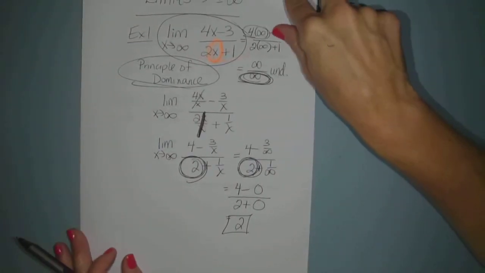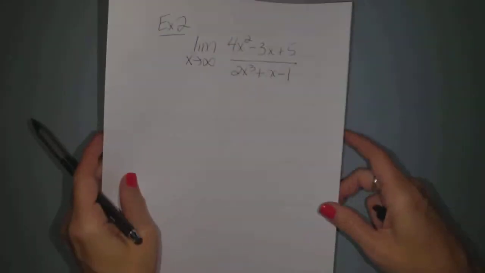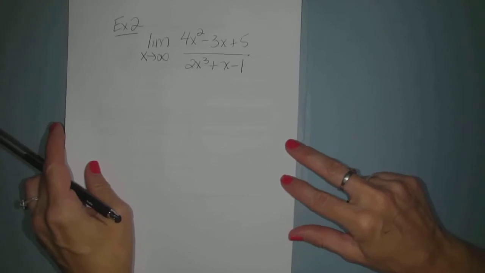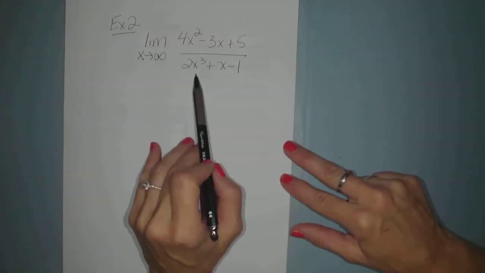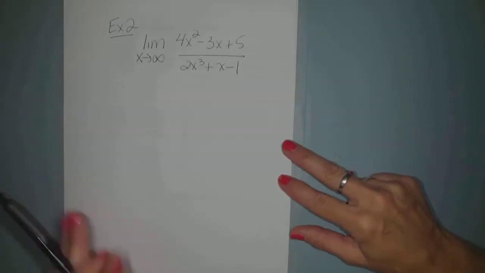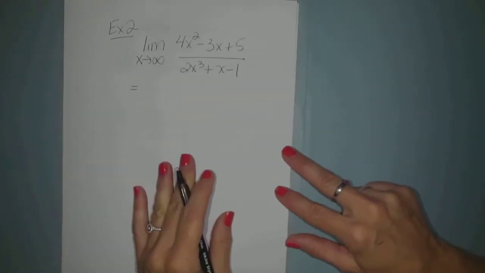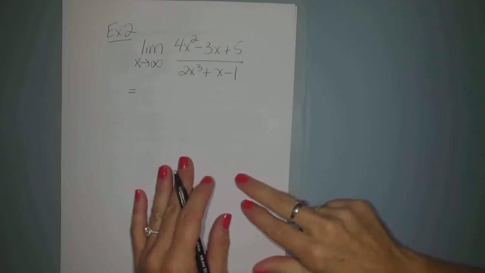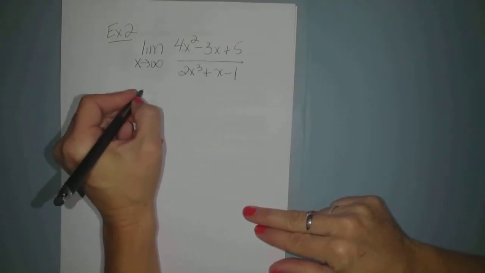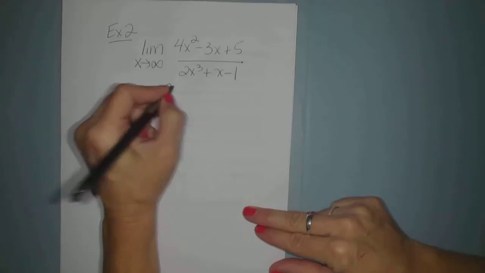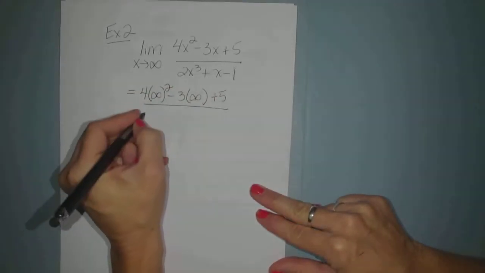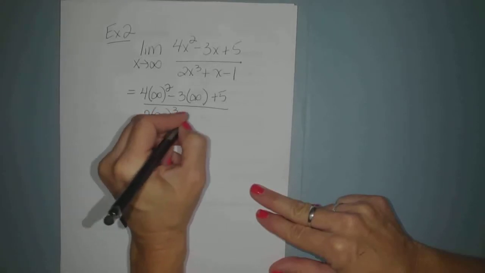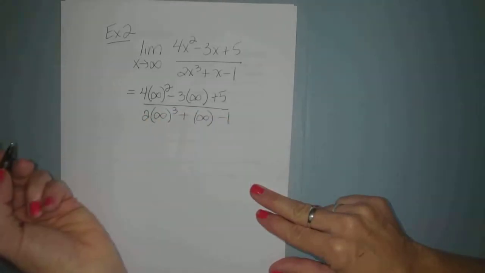Okay, example 2. Example 2 says, limit as x approaches infinity of the rational function 4x squared minus 3x plus 5 all over 2x cubed plus x minus 1. So we're going to go ahead and plug it in. Step 1 is to plug it in like we always do. So that's going to give us 4 times infinity squared minus 3 times infinity plus 5 over 2 times infinity cubed plus infinity minus 1.